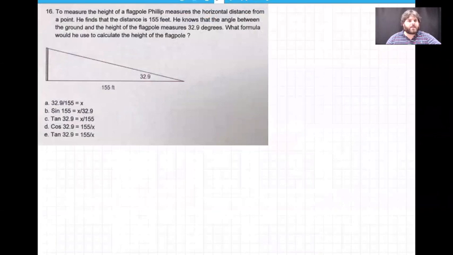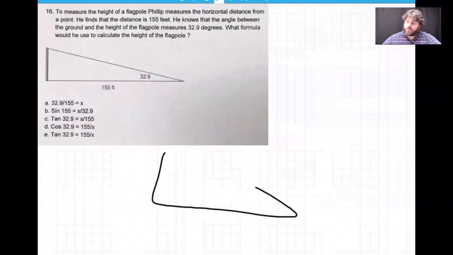All right, to measure the height of a flagpole, Philip measures the horizontal distance from a point. He finds that the distance is 155 feet. He knows that the angle between the ground and the height of the flagpole measures 32.9 degrees. What formula would he use to calculate the height of the flagpole?